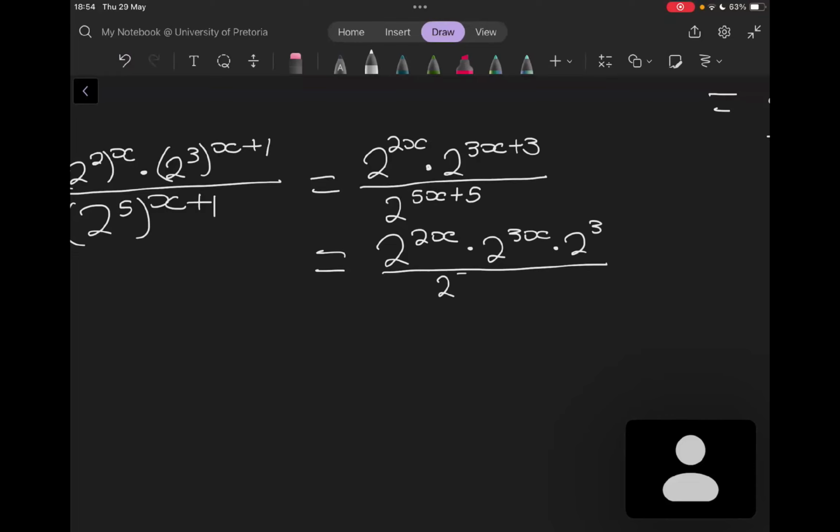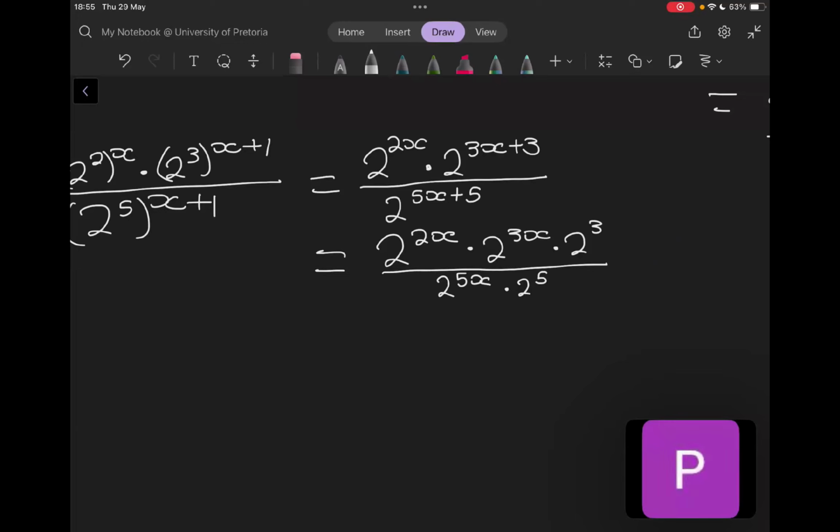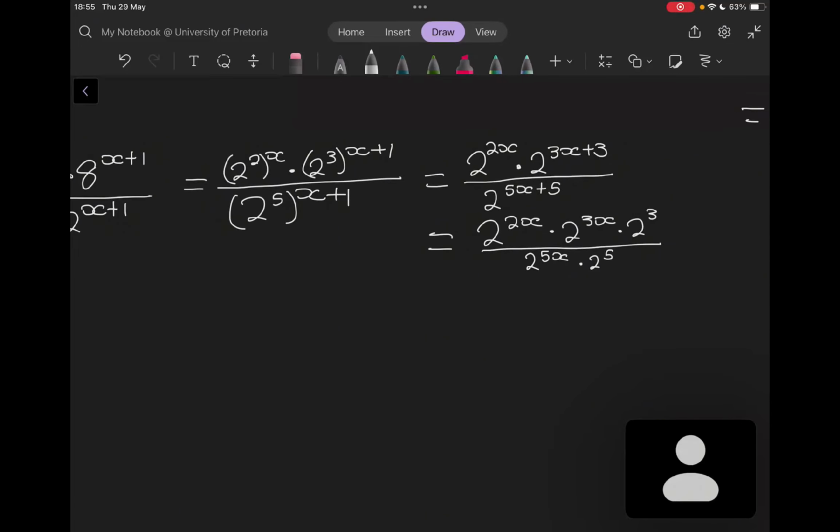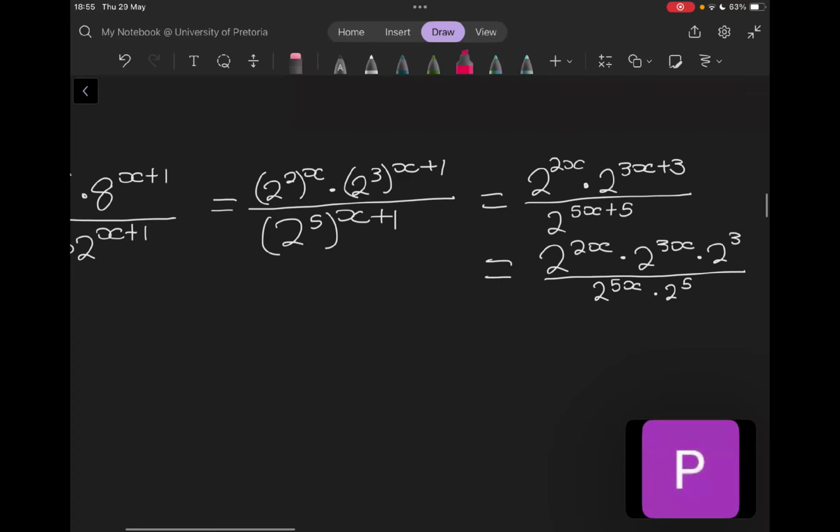Sir, it's supposed to be 2 to the power of 5x plus 1. For which one? Or 2 to the power of x times 2 to the power of 3 plus 1. No, you made a mistake. For the denominator, sir, he said 5 times. It's right, so it's 5. No, they are confused, sir. It's supposed to be 1. No, it's 5 because it's multiplied.